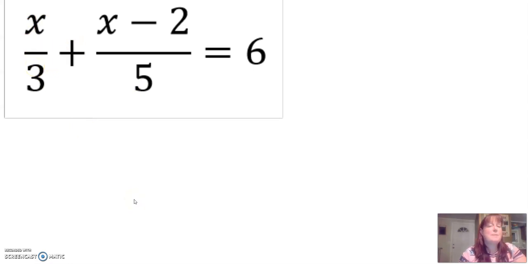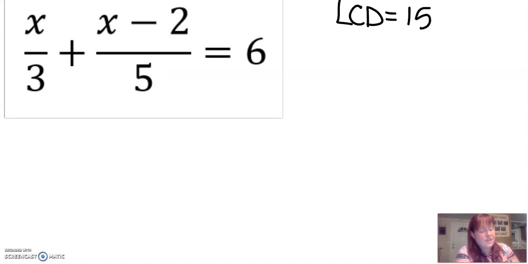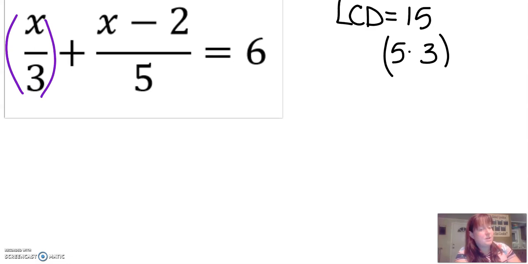Well, I need to multiply by the least common denominator. And you guys are actually pretty good at figuring that out. For this one, it's 15, right? If I multiply by 15, it's going to clear this fraction and this fraction. And I'll show you how. So I just remember my least common denominator or least common multiple is 15. I can rewrite 15 as 5 times 3, and that's going to be helpful for me as I'm trying to clear this fraction. So I multiply this one by the least common denominator, which is 15, or 5 times 3.